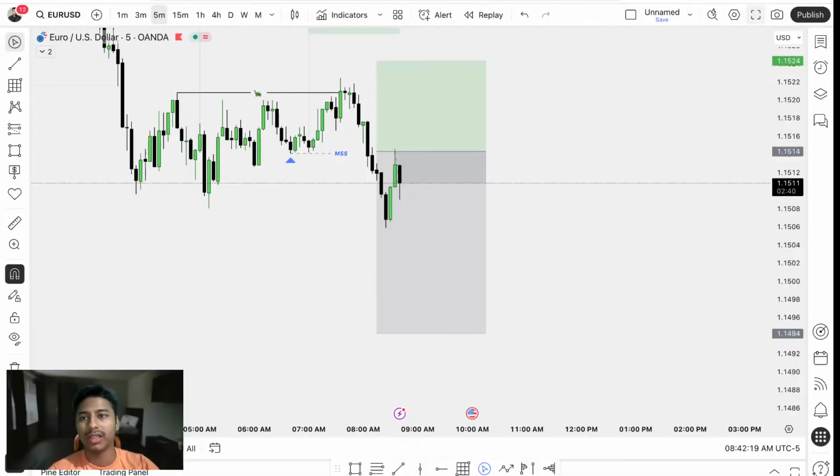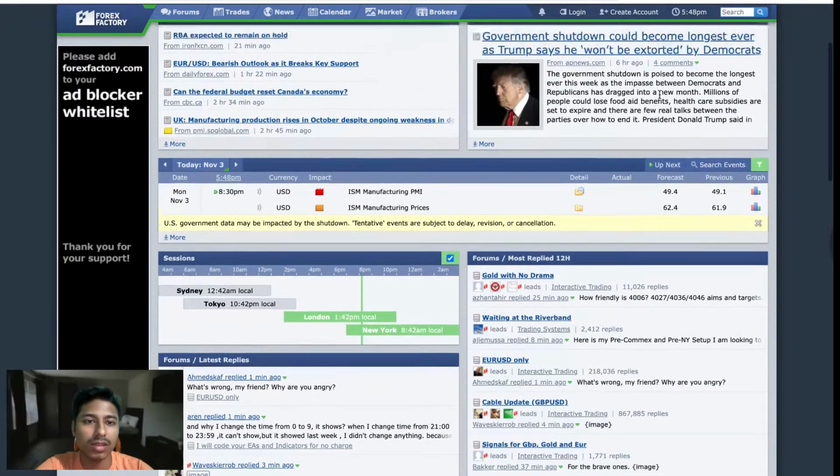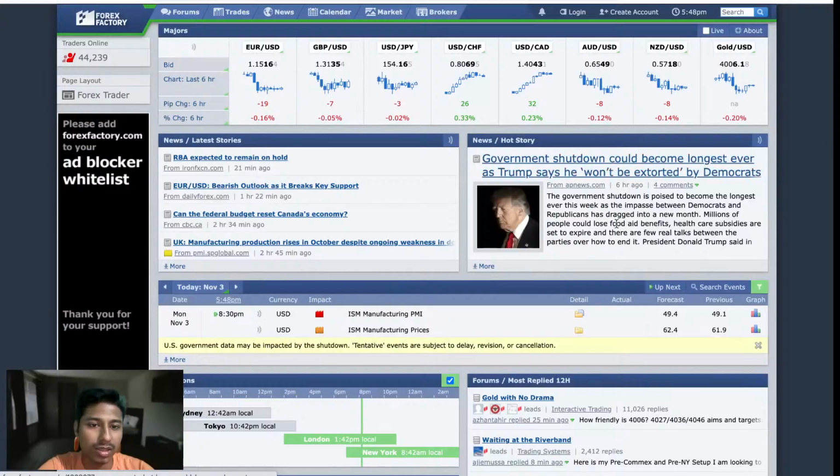I really want to see the data of this news. Government shutdown. It's old news. This poses to become the longest ever this week as the impasse between Democrats and Republicans continues, and millions of people could lose food and aid benefits.